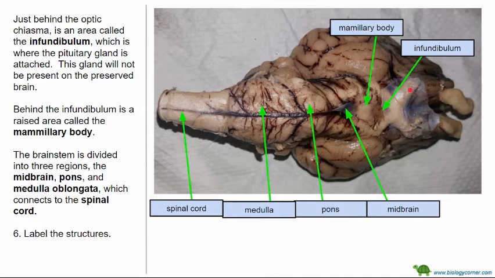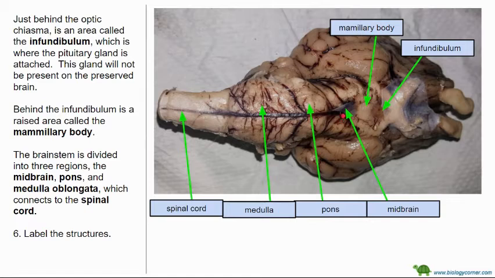All right, so again, here's the optic chiasma. So we're looking at it from a different view here, right? So it's over here. But behind that is an area called the infundibulum, right? So you put your label there. And then behind that is this little raised area called the mammillary body, right? So those two arrows on the top, infundibulum and mammillary body.